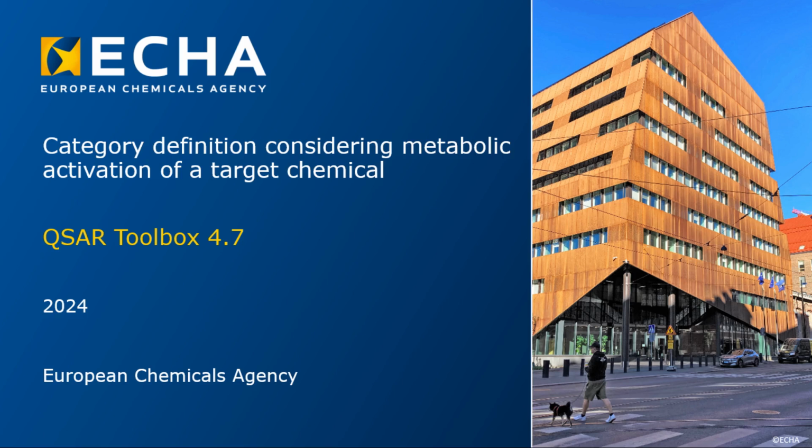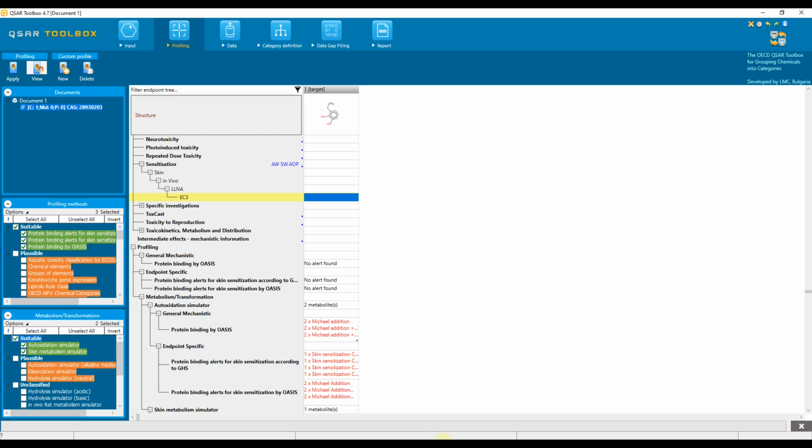Hello everyone. In this video, we will show you how to define a category and collect analogues if the target chemical is metabolically activated. This is a continuation of the example on how to evaluate the skin sensitization potential of a metabolically activated chemical. As we have learned, the presence of protein binding alerts as a result of abiotic and biotic activation of a chemical is an indication of a potential effect.